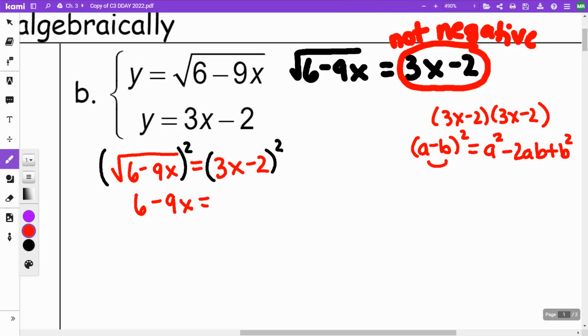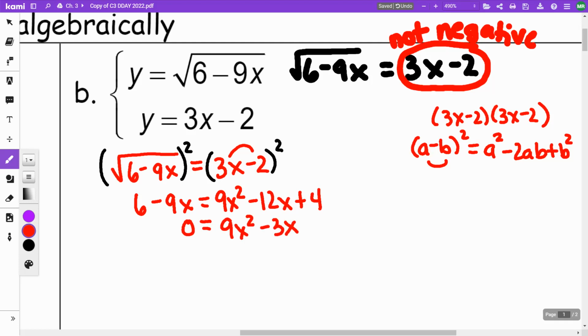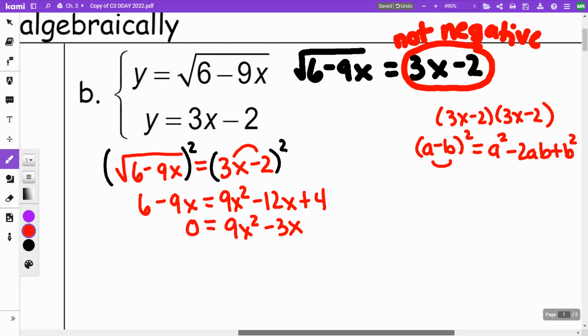So I'm going to square the 3x, which is 9x squared. I'm going to multiply these together, which is -6x. I double it, it's -12x. I square -2 and I get a 4. So now I want everything on one side, 0 on the other, to solve this quadratic. So this is going to be 9x squared. I'm going to add 9x, so it's going to be -3x. I'm going to minus 6, so that's going to be a -2.